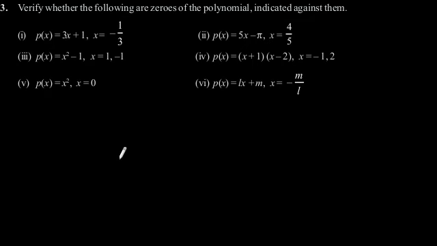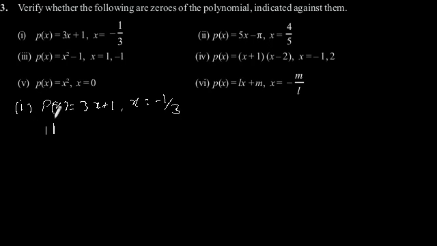Exercise 2.2, question number 3. Verify whether the following are zeros of the polynomial indicated against them. So, first problem, that is p(x) is equal to 3x plus 1, where x is equal to minus 1 by 3.